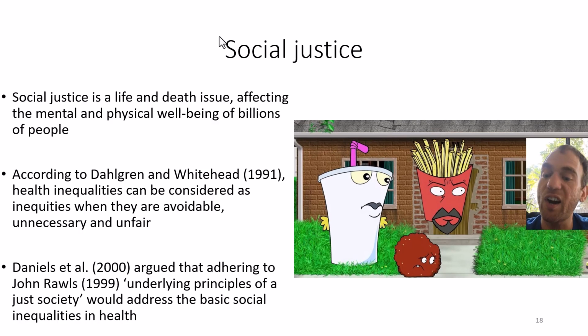Our authors argue that social justice is a life and death issue affecting the mental and physical well-being of billions of people. According to Dahlgren and Whitehead, 1991, health inequalities can be considered as inequities when they are avoidable, unnecessary, and unfair. Daniels et al., 2000, argued that adhering to John Rawls' underlying principles of a just society would address the basic social inequalities in health.